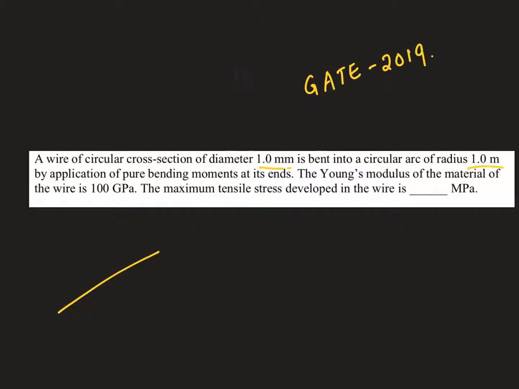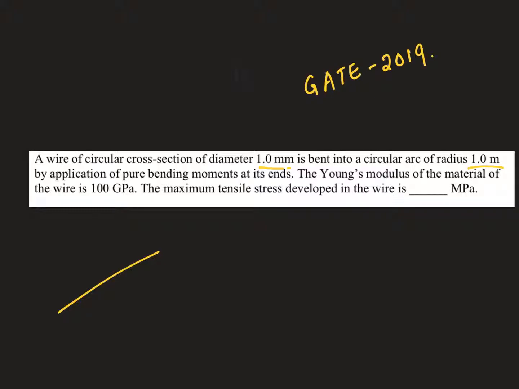The wire is only having a diameter of 1 mm while the circular arc is having a radius of 1 meter. This all may sound very pedantic or very silly to you, but let me tell you, these are all very important, and these things really make a difference of 5 to 10 marks. That means a rank of say 1000, 2000, and all those.